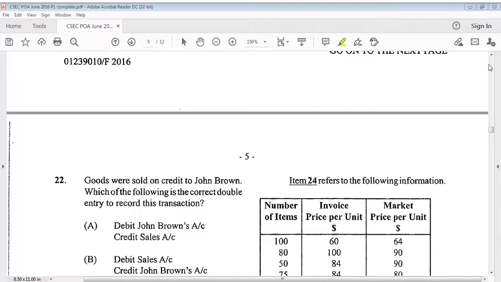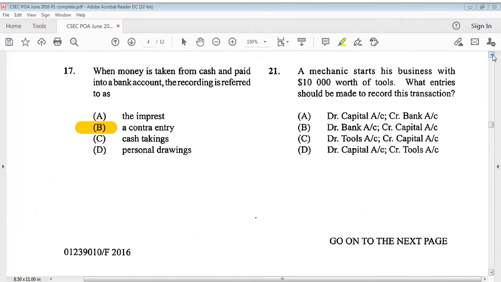So let's get into 21. A mechanic starts his business with $10,000 worth of tools. What entries should be made to record his transaction? Now we know he would have to debit tools account and credit capital account. So C would be your answer.